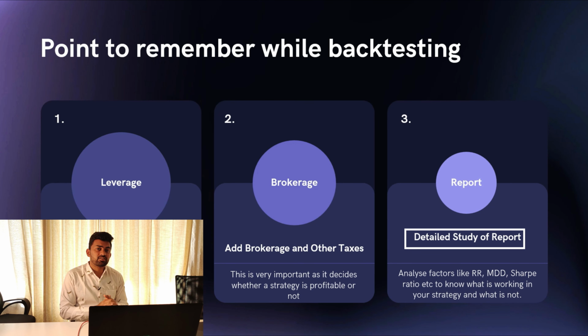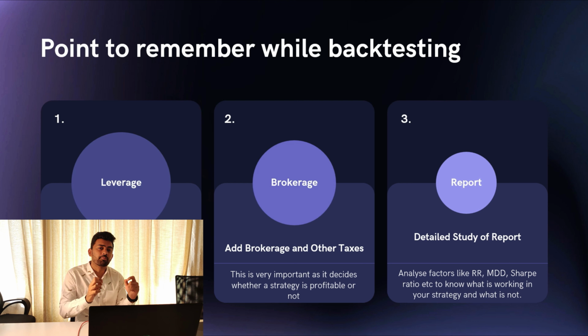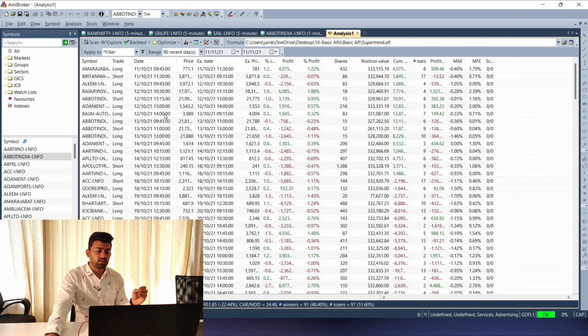The third thing that you have to remember is to do a detailed study. Only seeing profit in the backtest report is not enough. Check what is working in the strategy and what is not working in the strategy. Factors like drawdown, max drawdown, and Sharpe ratio can also help you improvise your strategy. In my backtest result here, I am getting a winning accuracy of 48% and a losing accuracy of 51%, and a profit of around 56%.